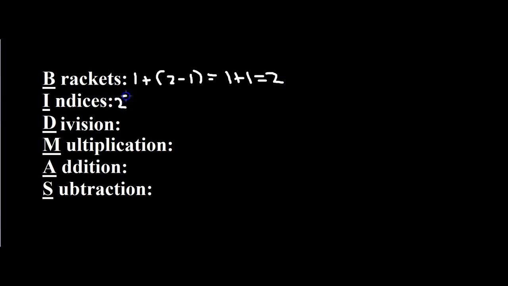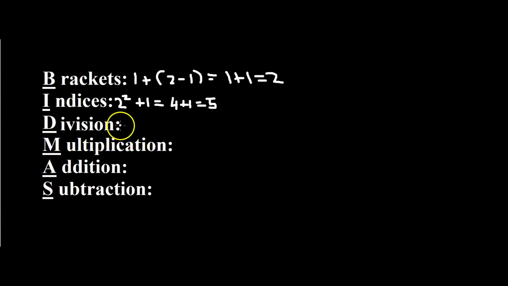Indices are numbers which have power. So 2 squared, for example. So 2 squared plus 1, we have to do this first. So 2 squared, which is 4, and then add 1, which is 5. Division and multiplication both have the same priority, and addition and subtraction both have the same priority.